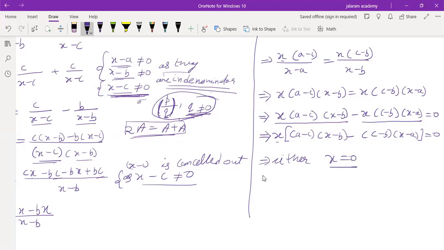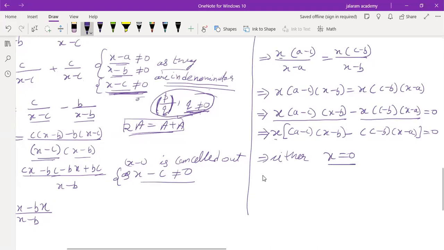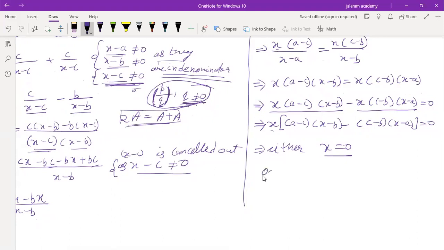Never cancel this x until it is confirmed to be 0. If it is non-zero, then it can be cancelled. Either x equals 0 or the second bracket is 0. That is (a minus c) into (x minus b) minus (c minus b) into (x minus a) equals 0.